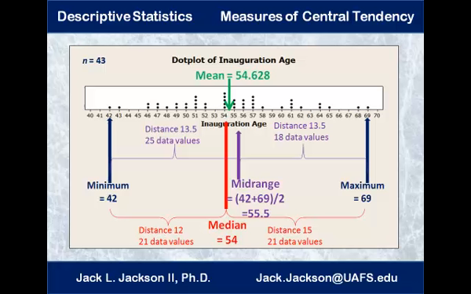So notice in this particular data set, the mode and the median were both 54, the midrange was 55.5, and the mean was 54.628. So we see that the mean, median, mode, and midrange were all fairly close to each other. But in some data sets, they can be considerably far apart.